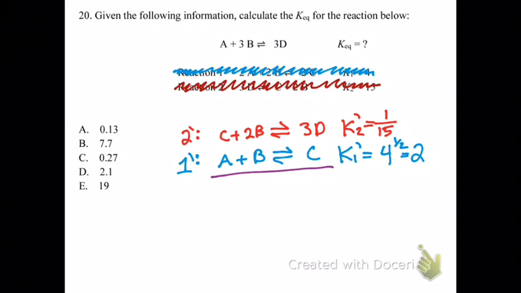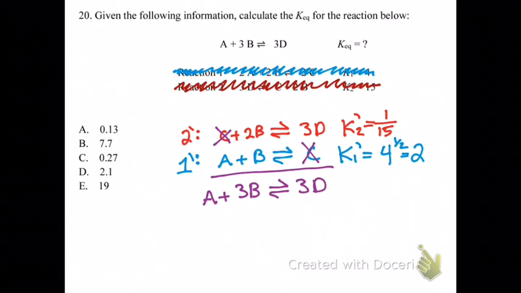So we can see that C appears both on the reactants and the product side, 1-to-1 ratio. Those will cancel out. And if we look at B, there's 1B in reaction 1 prime, and there's 2B in reaction 2 prime. So we're just going to add those together, and we'll get our overall reaction of A plus 3B yields 3D.